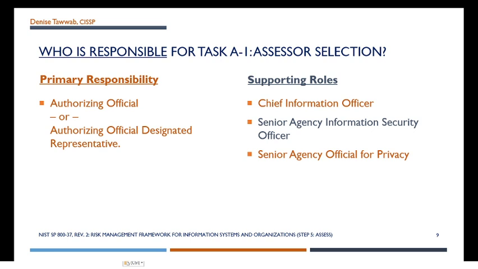Now, who's responsible for selecting the assessor? That responsibility falls to the authorizing official or to a designated representative. The support roles come in from your Chief Information Officer, your Chief Information Security Officer, and your Chief Privacy Officer.